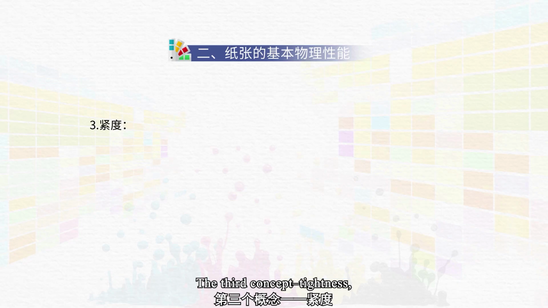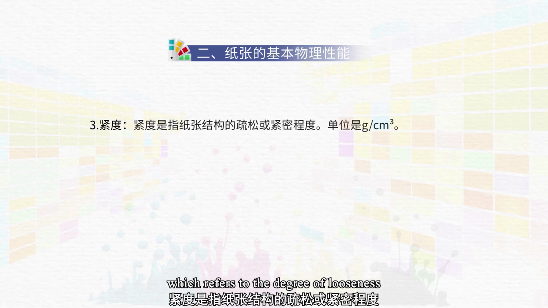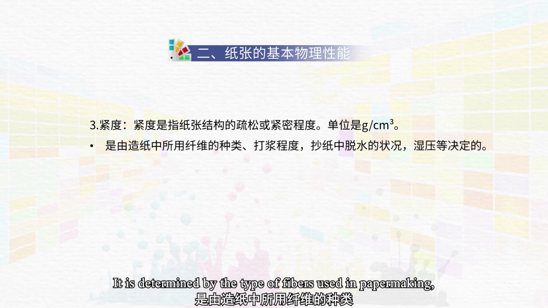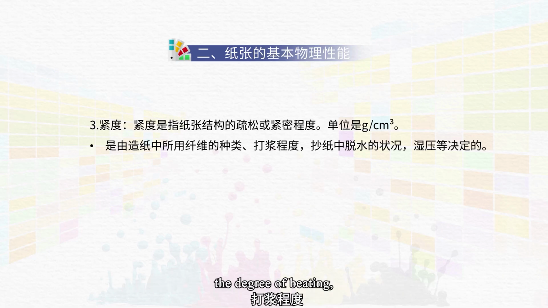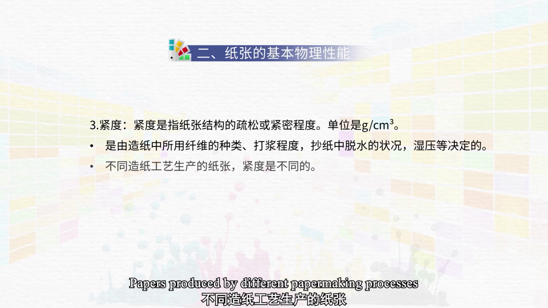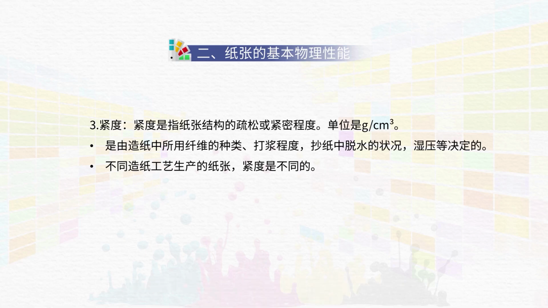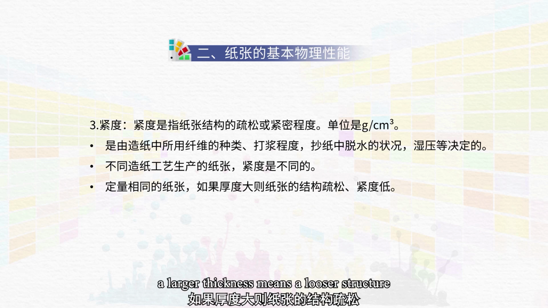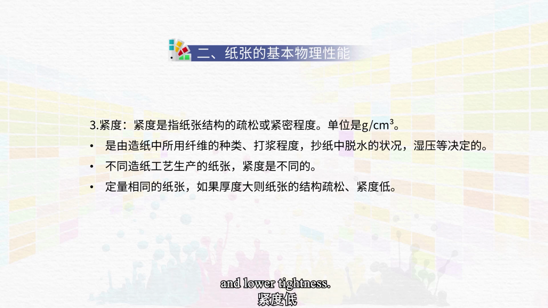The third concept, tightness, which refers to the degree of looseness or compactness of the paper structure, with the unit grams per cubic centimeter. It is determined by the type of fibers used in papermaking, the degree of beating, the dehydration condition during papermaking, wet pressing, etc. Papers produced by different papermaking processes have different tightness. For papers with the same basis weight, a larger thickness means a looser structure and lower tightness.